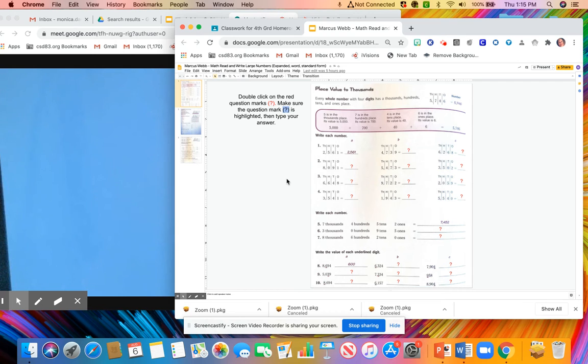Okay, it looks like we're good on this end. Okay, so let's take a look at the first section. It says write each number. Number 1 is already done for us, so I'm going to skip to number 2. And we've got 8091. Do you see where I'm at?